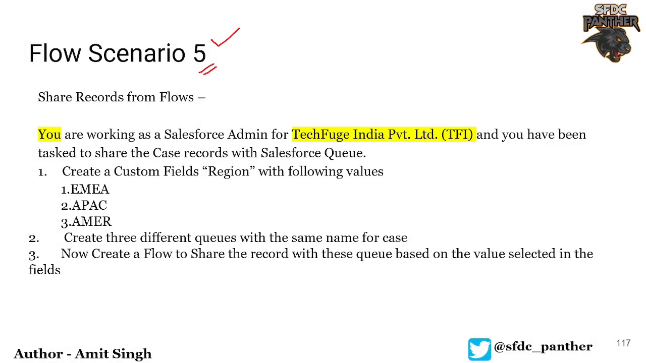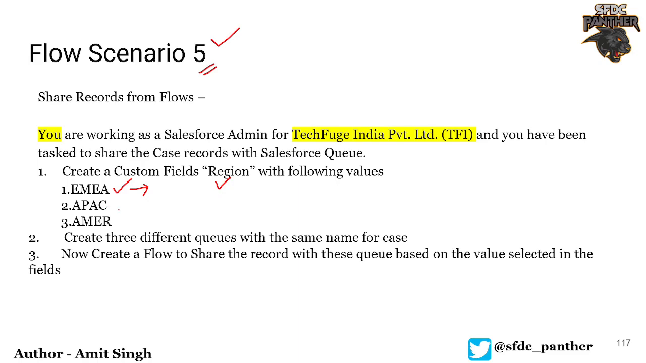You are working as a Salesforce admin for a company called TechFuse India Private Limited, and you have been tasked to share a record based on a particular field on the case object. You have a field reason on the case object with the following values: EMEA, APAC, and AMER. Whenever you select any of these values, suppose you select EMEA as a value for the picklist field, you need to share the record to a queue with the same name.